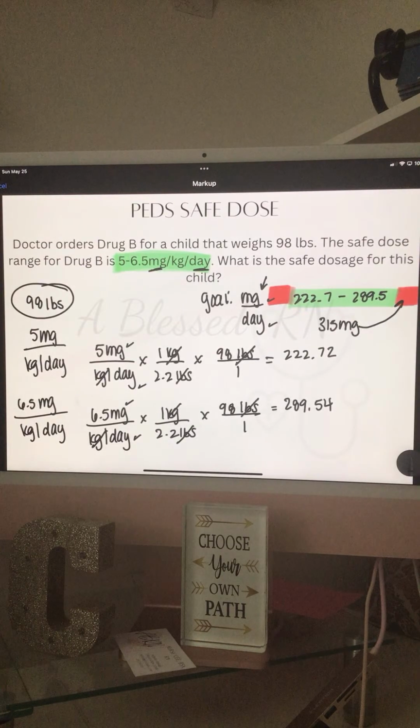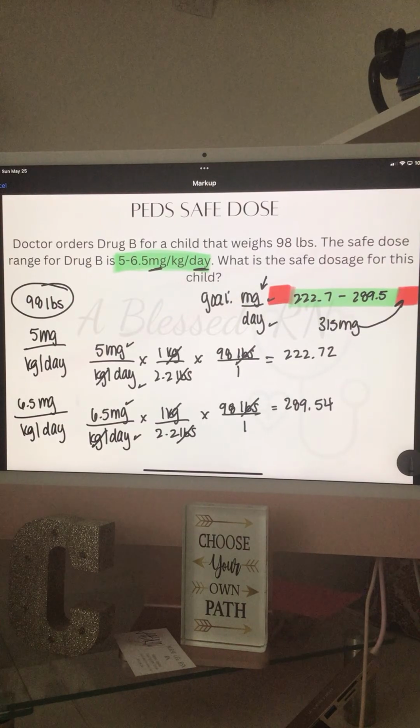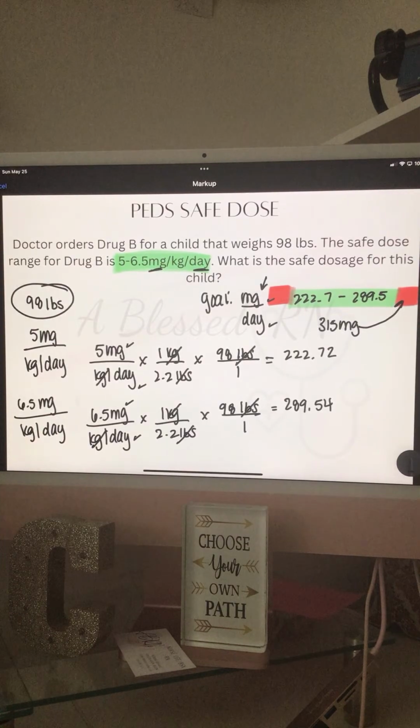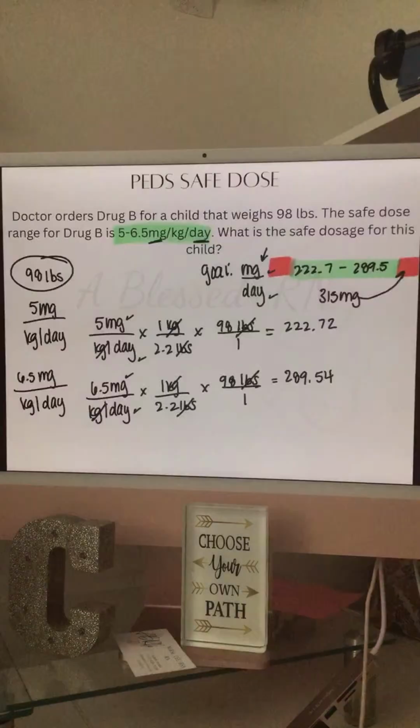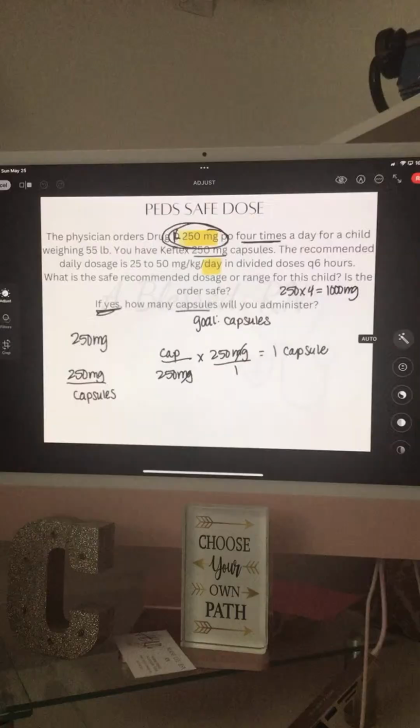So quit making safe dose range problems complicated. You take that order and you put it on ice. You find the green zone and the red zone. Then you take that order and you see if it's in the green zone, it'll be safe. If it's less than or more than, then it's in the red zone and it would be unsafe. Okay? What else we got? Oh, there's another one. Alrighty.